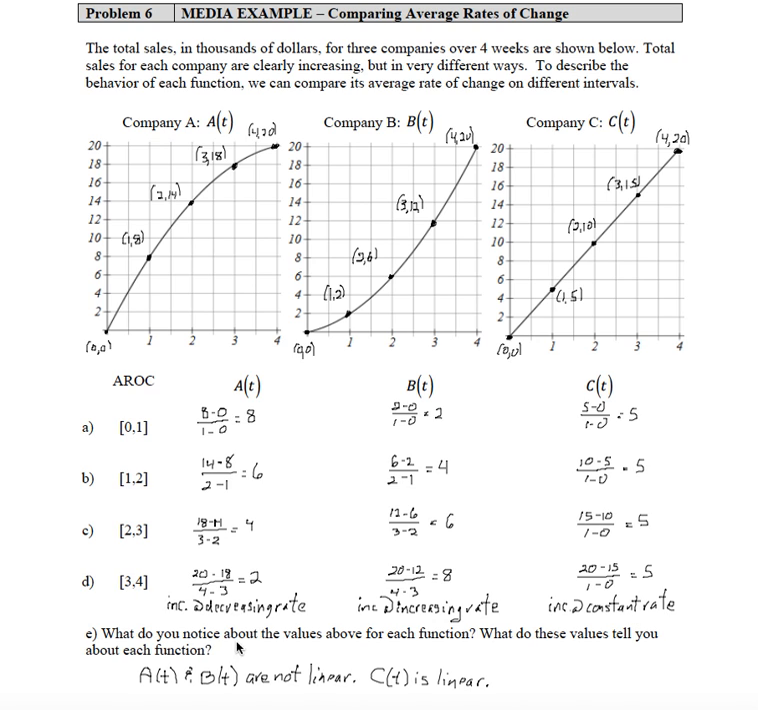So we've indicated what we noticed about the values for each function. What these values tell us is that the functions A of t and B of t are not linear. Their average rates of change are not constant. C of t is the only function of the 3 that is a linear function.